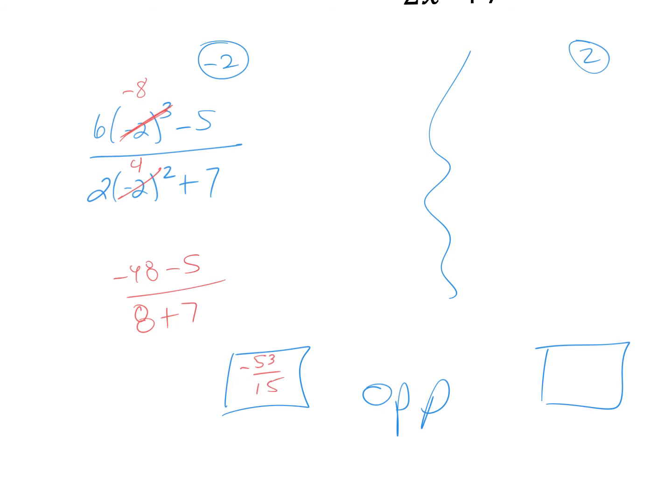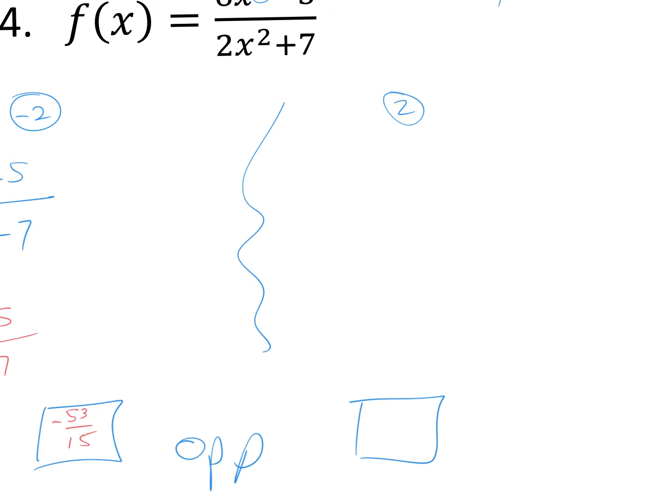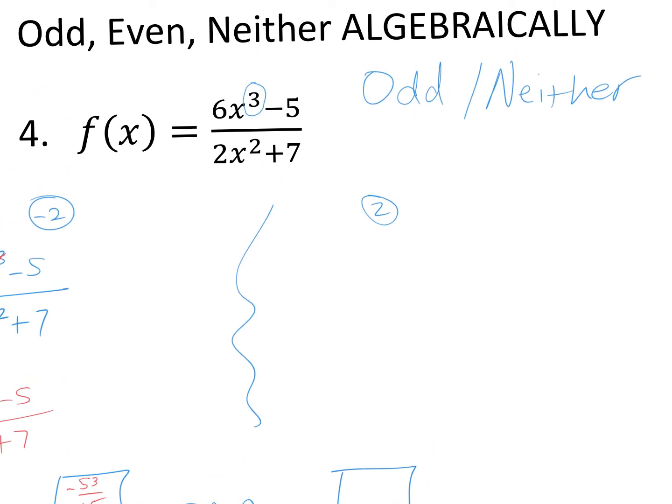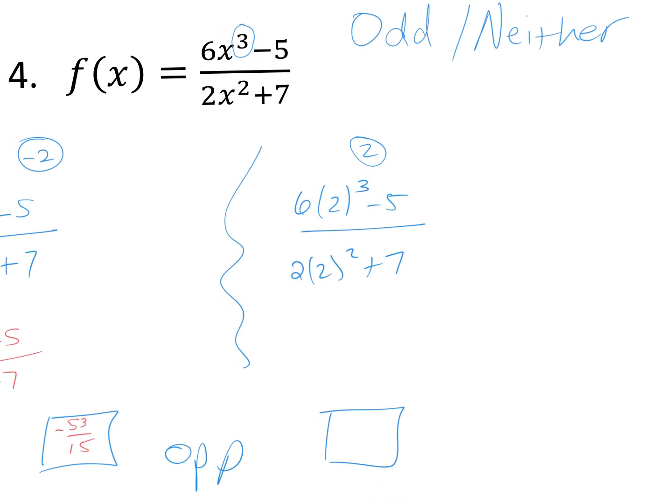15? 8 plus 7 is 15? Okay. So I'm going to come over here and do the exact same thing, guys. But I'm going to plug in a positive 2. So I have 6 times 2 cubed minus 5, and then 2 times 2 squared plus 7.